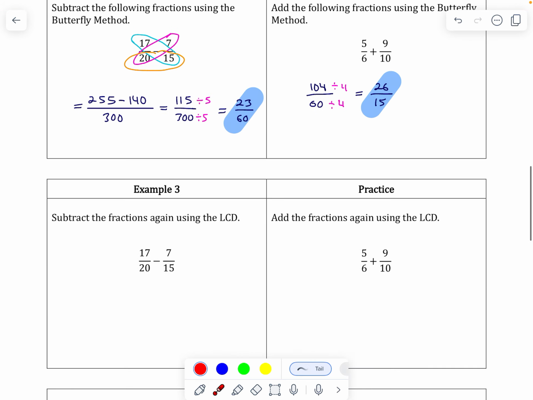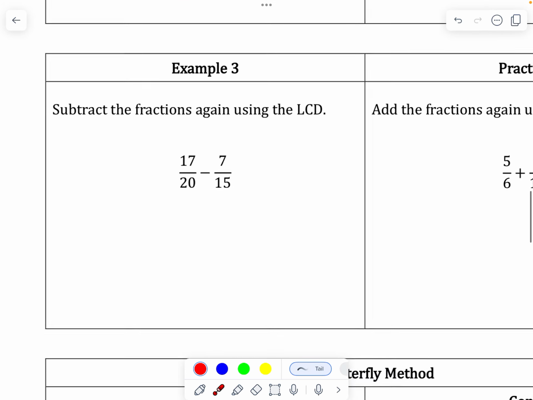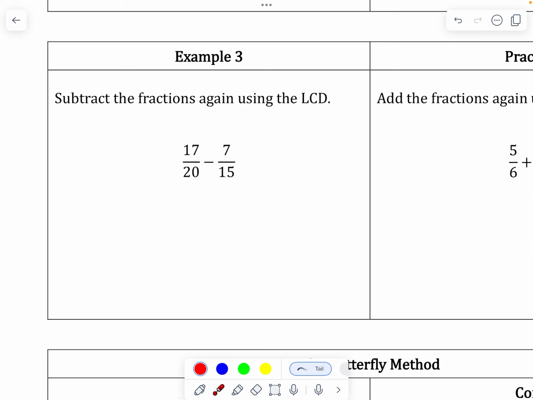But let's go ahead and do the same exact problems from example 2. However, this time we're going to use an LCD. LCD stands for least common denominator. And when I say the least common denominator, I'm talking about the least common multiple of the denominators.